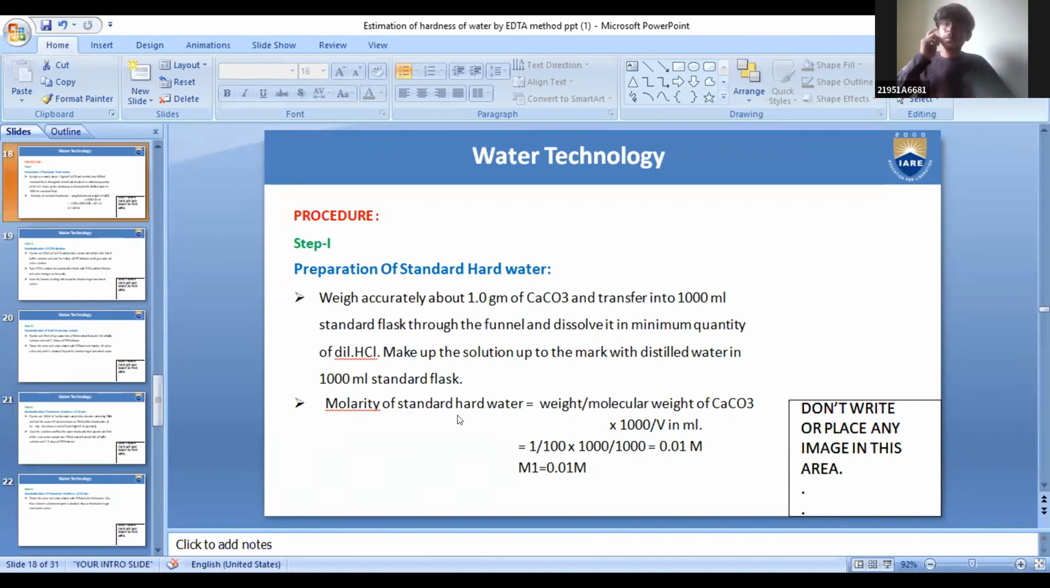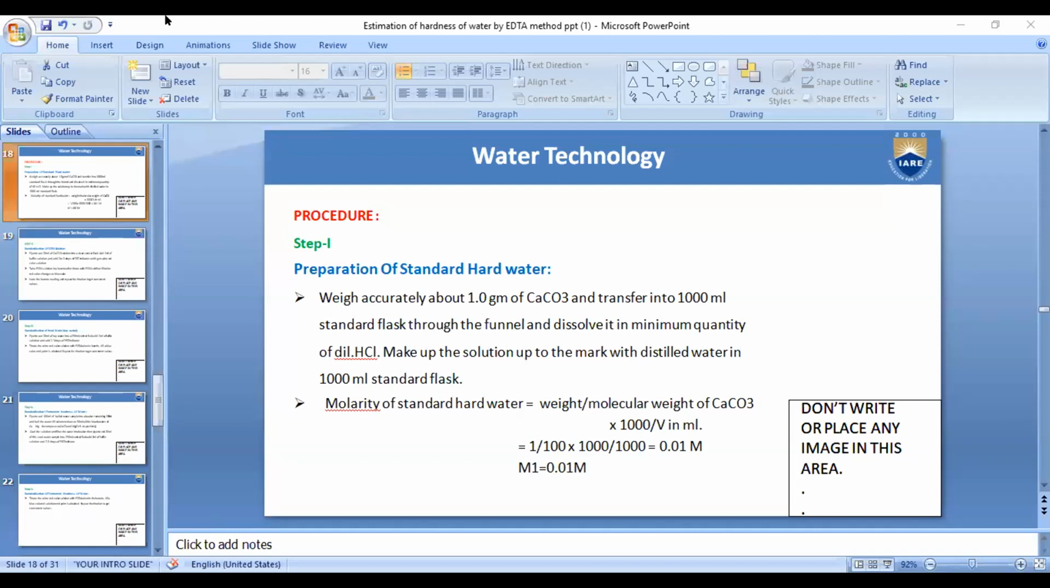What is the molarity formula? Weight by molecular weight of calcium carbonate into 1000 by volume in milliliters. Now, how much did you get? Tell me. 0.01.